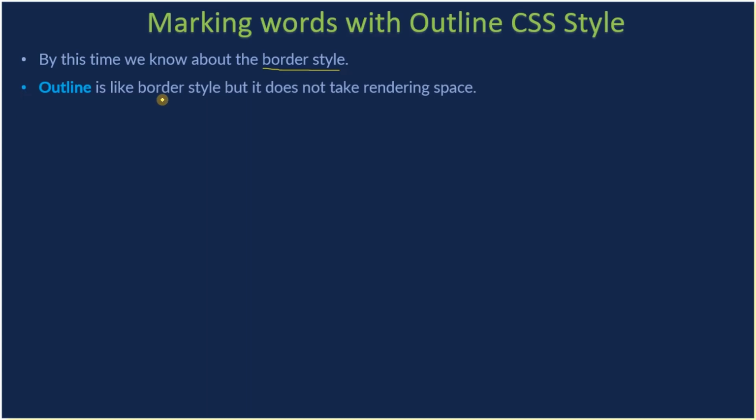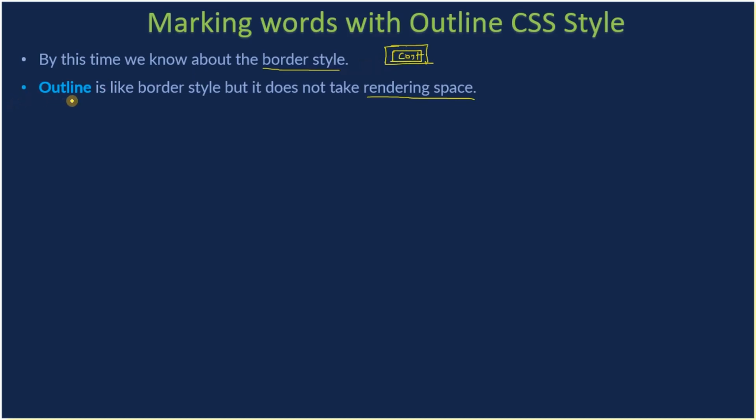Outline is like a border style, but it does not take rendering space like border. Say this is our HTML content, and you can put a padding, and after that you can define a border and you can specify border size, all this stuff, right? So it will take the space. Since it takes space, other elements you place will get pushed because of the space occupation.